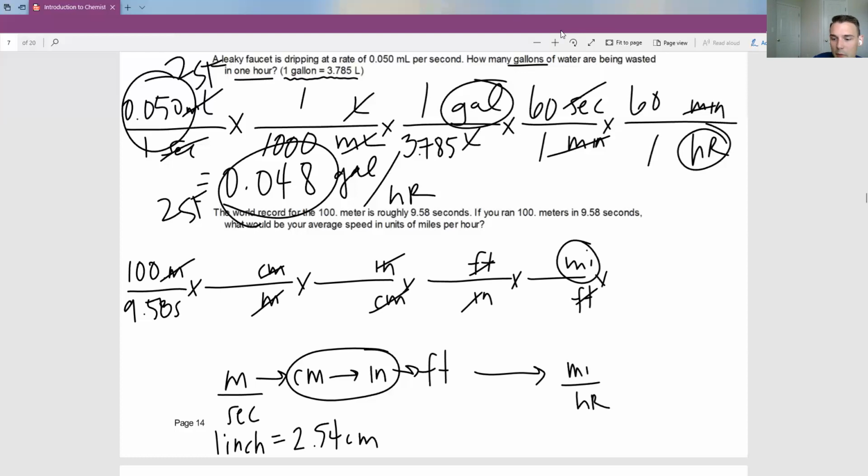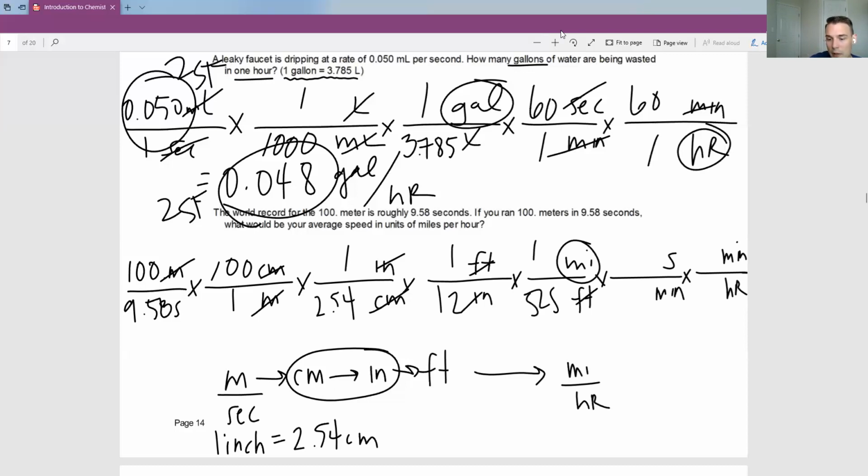And then I can just keep going and go from seconds to minutes, and then minutes to hours. And now I can go in and put in all my numbers. Meter, centimeter, the meter's bigger, put a 1 in front of the thing that's bigger. Centi, like century, it's 100. And then 1 inch is 2.54 centimeters. I told you that one. A foot is 12 inches. You should know that one. A mile is 5,280 feet. And then 60 seconds in a minute, 60 minutes in 1 hour.